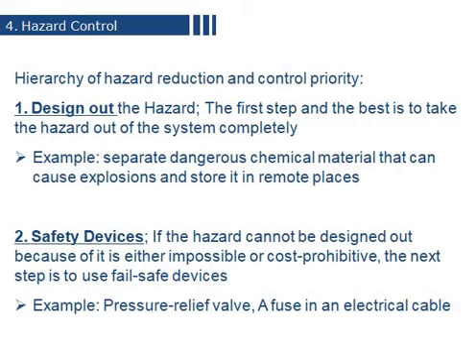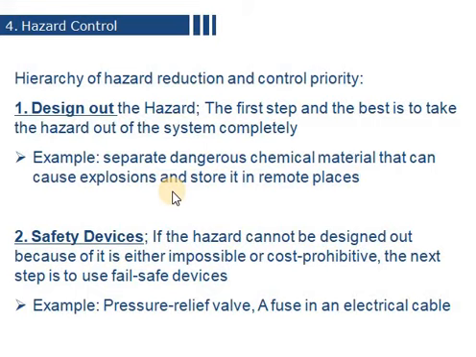Now we want to talk about the hierarchy of risk control measures. When we are trying to control the risk, we have some priorities to follow. Now, our first priority or our top priority would be designing out the hazard. This means that we should try to take the hazard out of the system completely. For example, if we have some dangerous chemical material that can cause explosions, the best thing to do is to get it out of our workplace and store it in a remote place to make sure that we are getting this hazard out of the system completely.